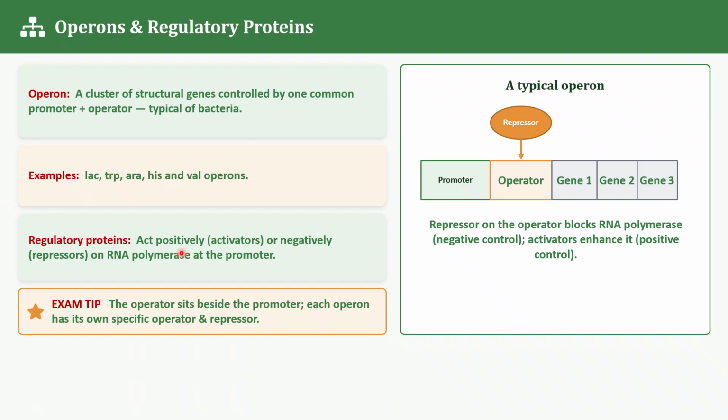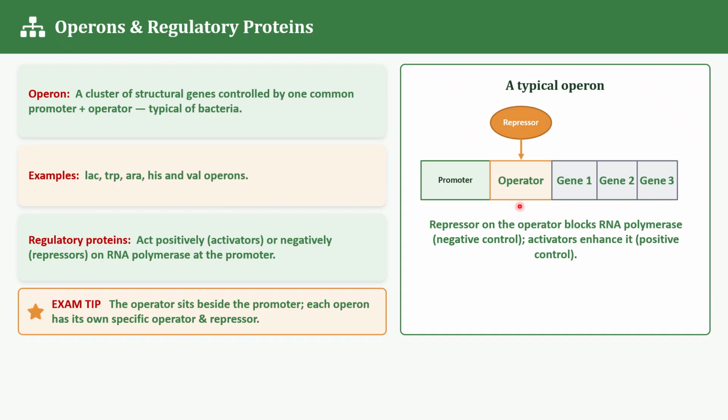Then what is an operon? An operon is nothing but a group of structural genes that are controlled together under a common regulatory system. So here are some examples: the Lac operon, Trp operon, His operon, and Ara operons. These are some examples.